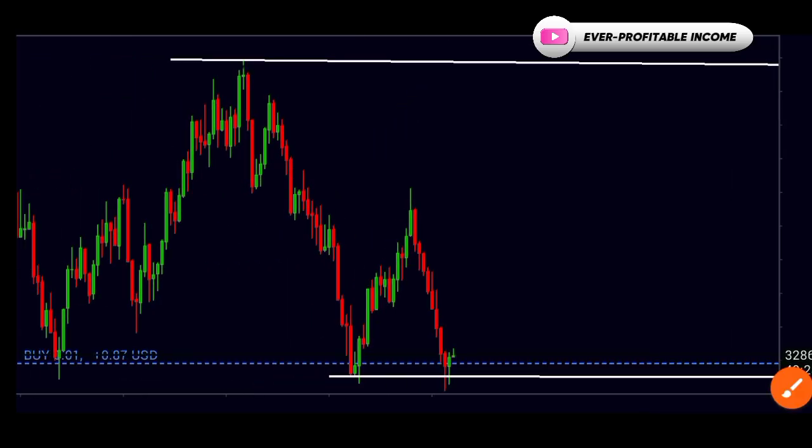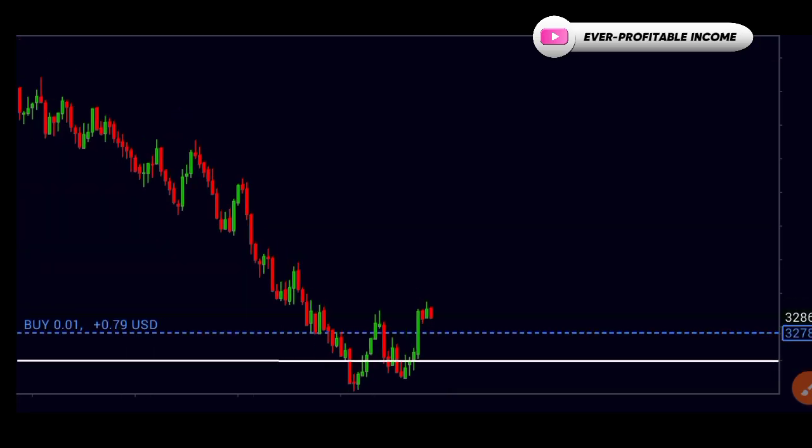So this is how you scalp a ranging market, and you are going to be profitable. By using this strategy, you are going to make massive profit trading any of the assets. You can use this to scalp the ranging market and make massive profit.